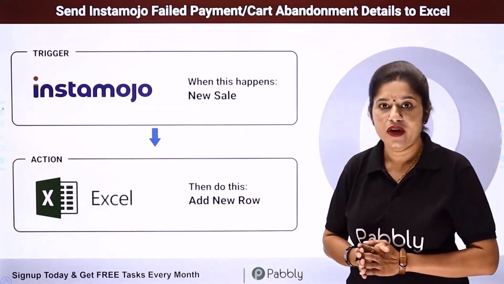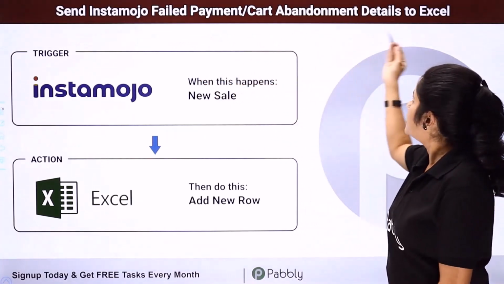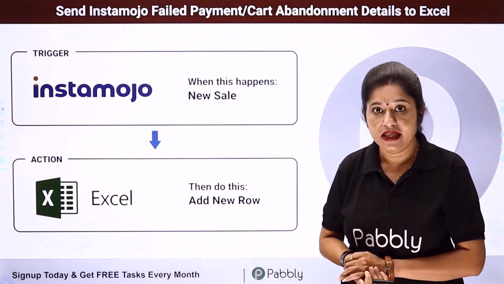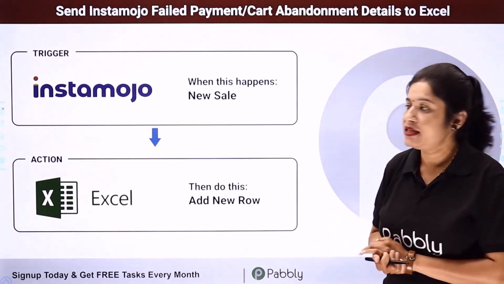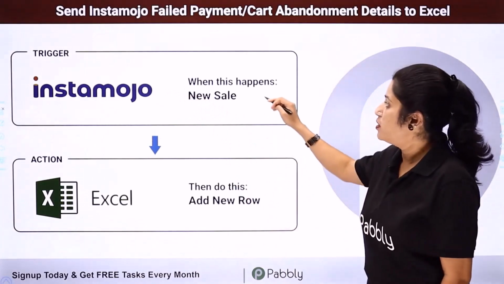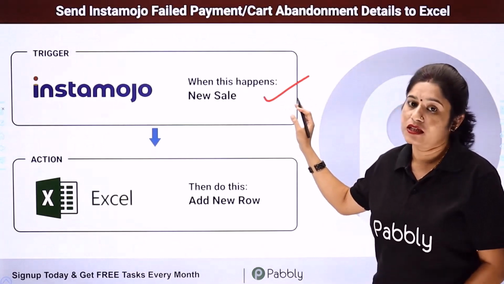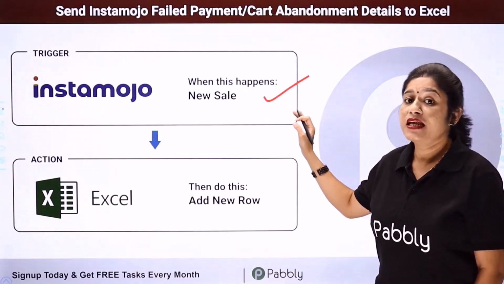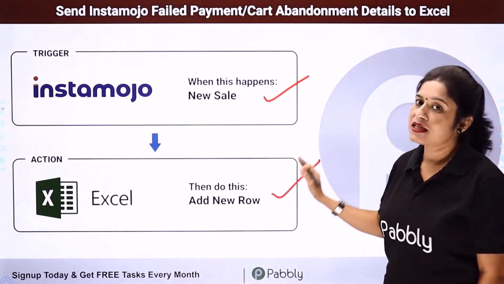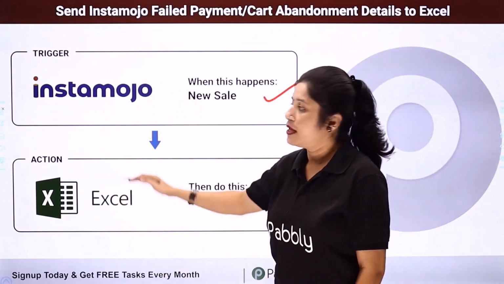In this video, we are going to learn how you can send Instamojo failed payment or cart abandoned details to Excel. So the idea here is that you are selling some products digitally and collecting the payments for the same using Instamojo Payment Gateway. Now you want that whenever a new sale happens and the payment for that particular sale fails or the cart is abandoned, then the failed payment details should be saved to your Excel spreadsheet as a new row. So here you have to integrate your Instamojo account with MS Excel.